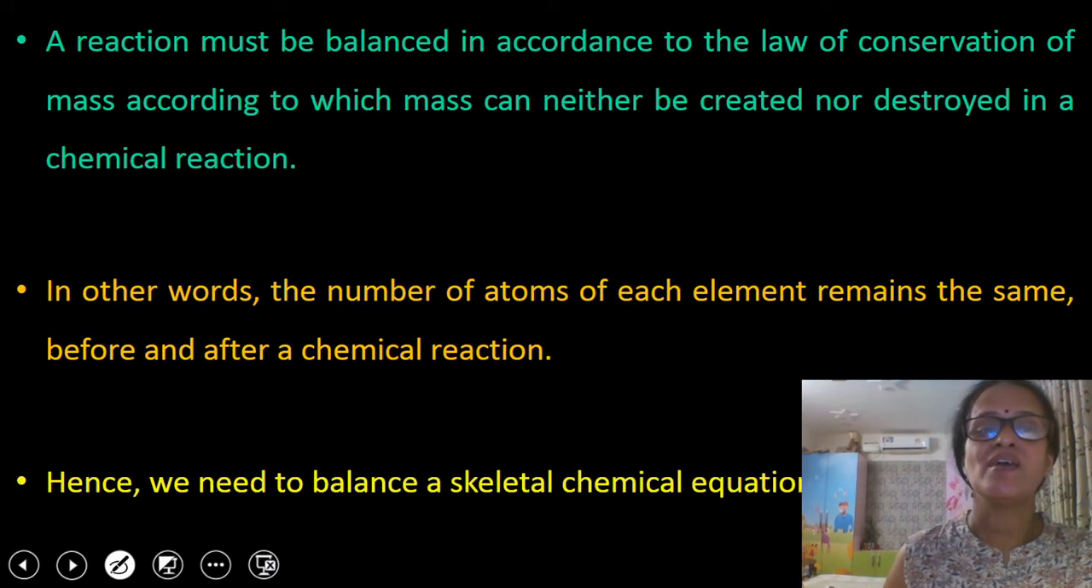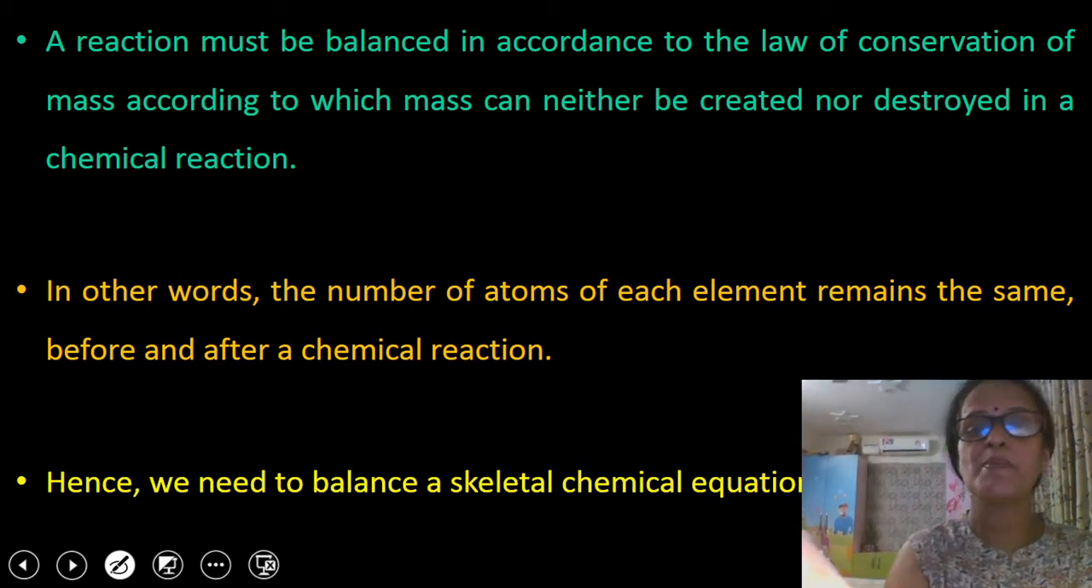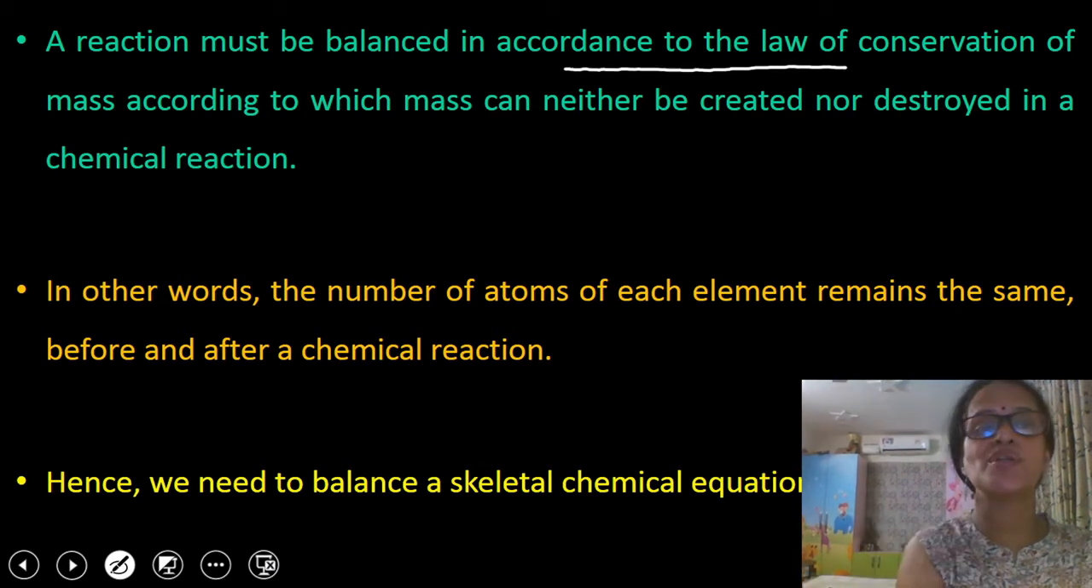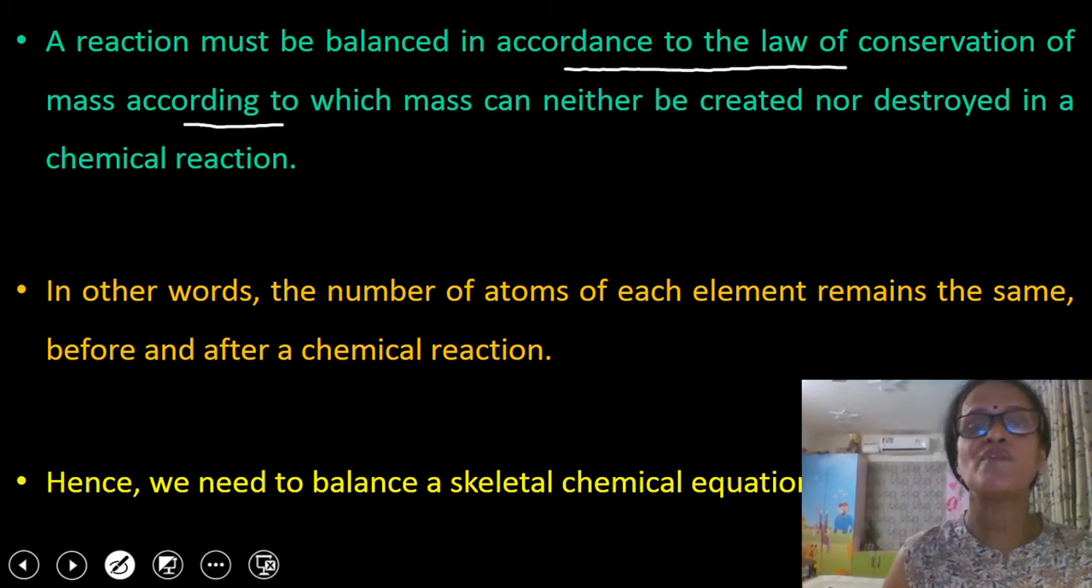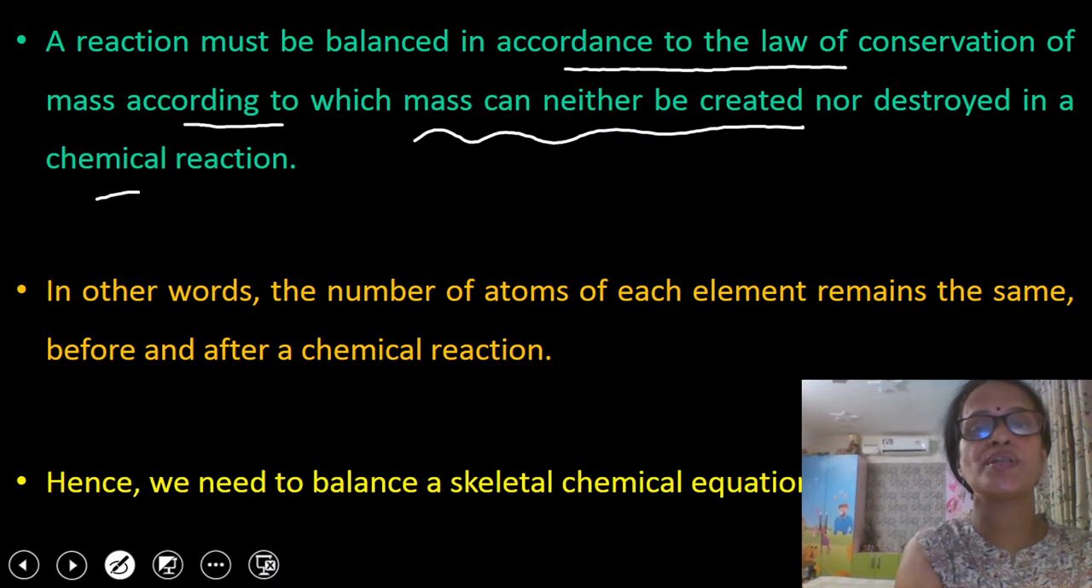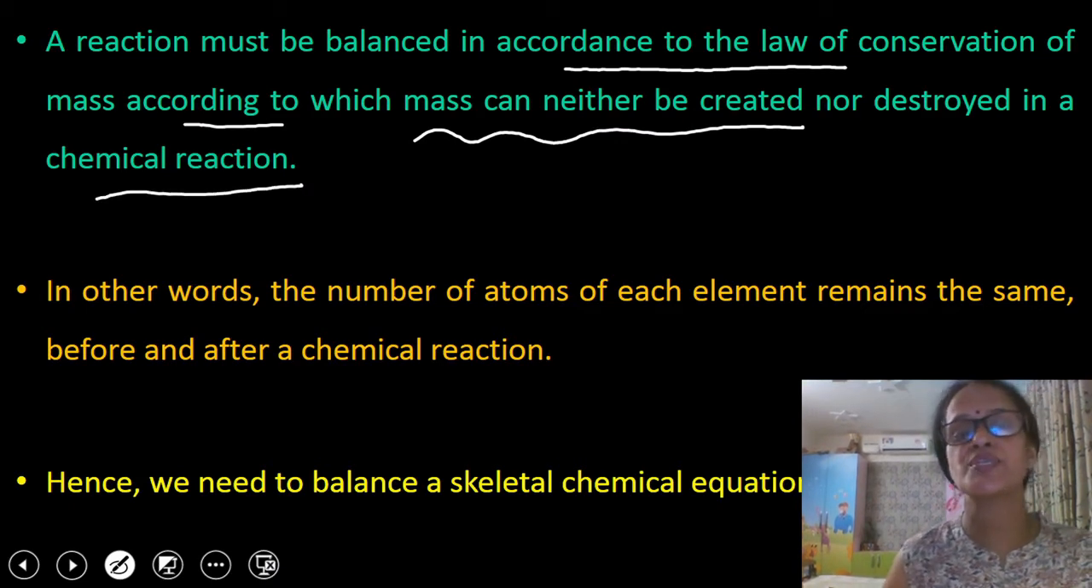Now we will see why a chemical reaction must be balanced. Students, this is your NCERT question also. A reaction must be balanced in accordance with the law of conservation of mass. You have studied the law of conservation of mass in class 9, according to which mass can neither be created nor destroyed in a chemical reaction.